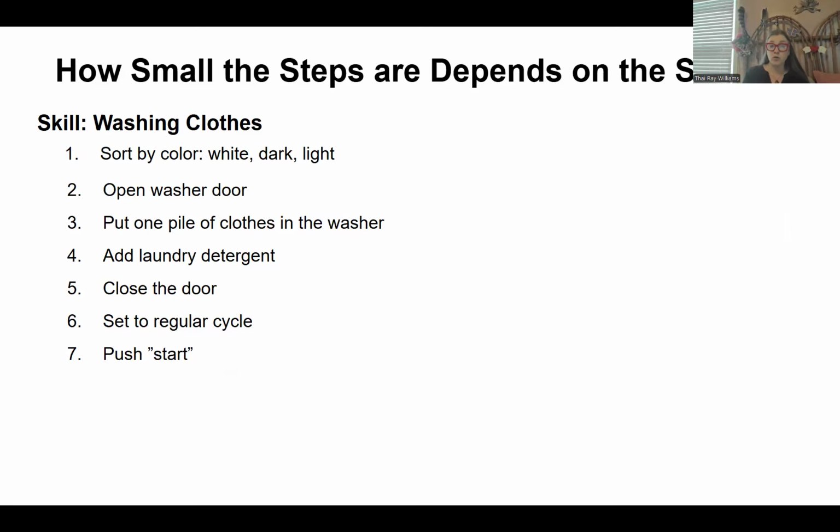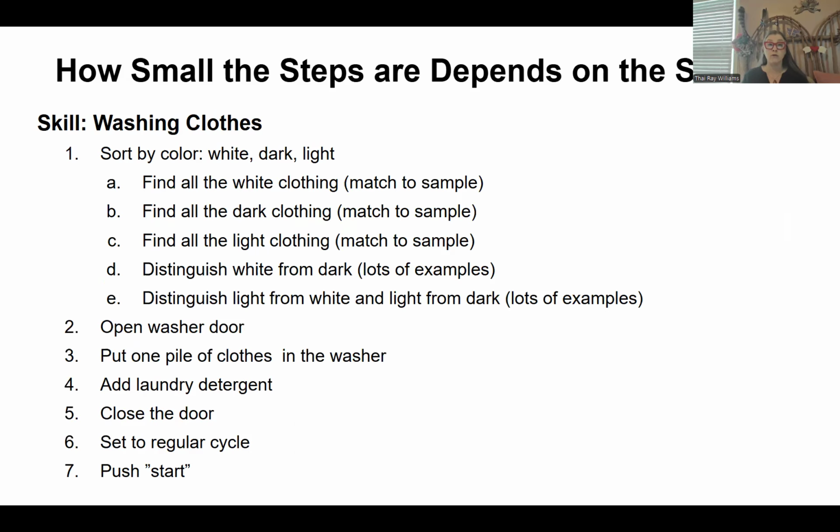Then they open the door of the washer. They put one pile of clothes only in the washer. They add the laundry detergent, they close the door, they set it to the regular cycle, and then they push start. Now, that's only one way. If we look at that, washing clothes has 7 steps for this student, but you could have a student for whom you have to be even more detailed. The steps have to be smaller.